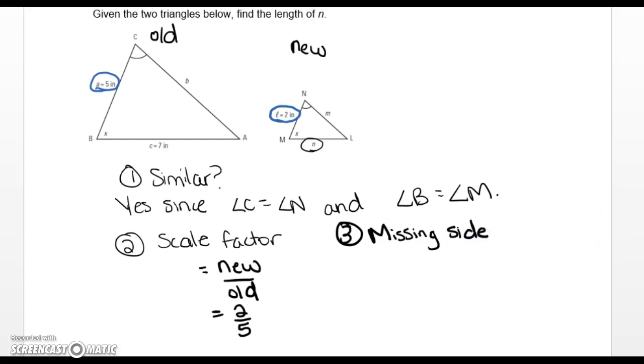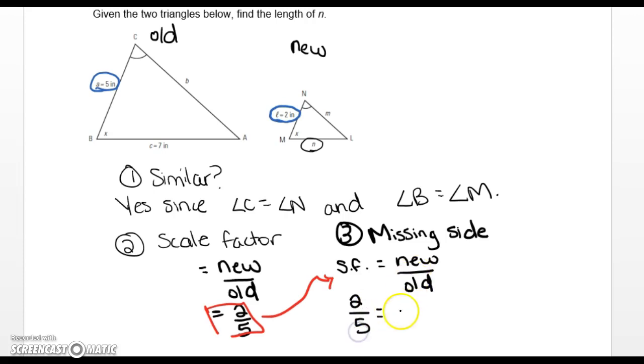So then step number 3 is to find the missing side. And that's going to be using what you know about scale factor. So your scale factor is equal to your new dimension over your old dimension. And in this case here, we found our scale factor to be 2 over 5. So we're going to put that in for our scale factor. And then we're going to use the new and old for this side N and side C. So in the new triangle, that there is side N. So you have 2 over 5 is equal to side N over your old, which in this case is 7.